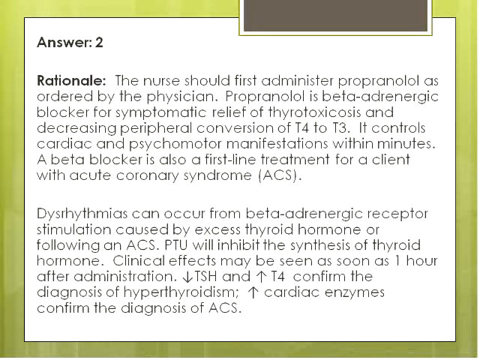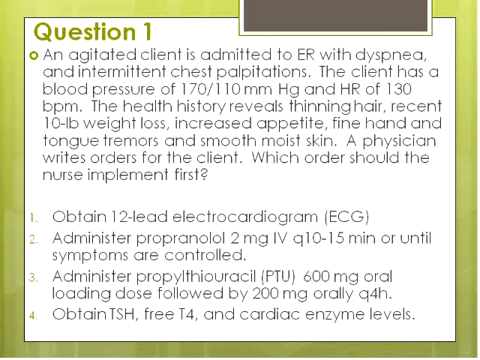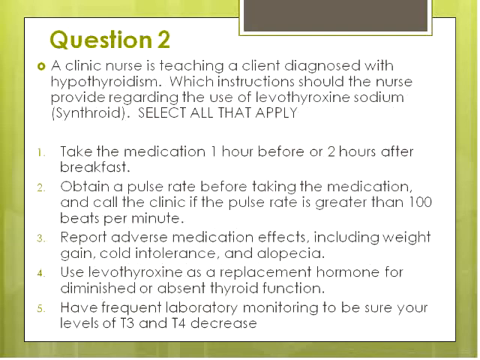Dysrhythmias can occur from beta-adrenergic receptor stimulation caused by excess thyroid hormone or following an acute coronary syndrome. PTU will inhibit the synthesis of thyroid hormone. Clinical effects may be seen as soon as 1 hour after administration. Decreased TSH and increased T4 confirm the diagnosis of hyperthyroidism. Increased cardiac enzymes would confirm the diagnosis of ACS. So while all of these would be done, this one would be your priority.